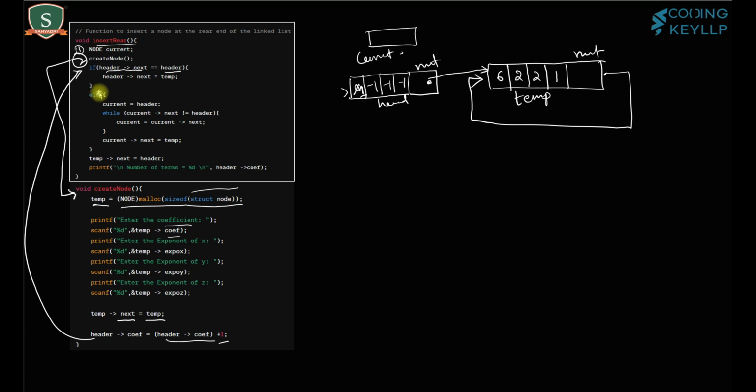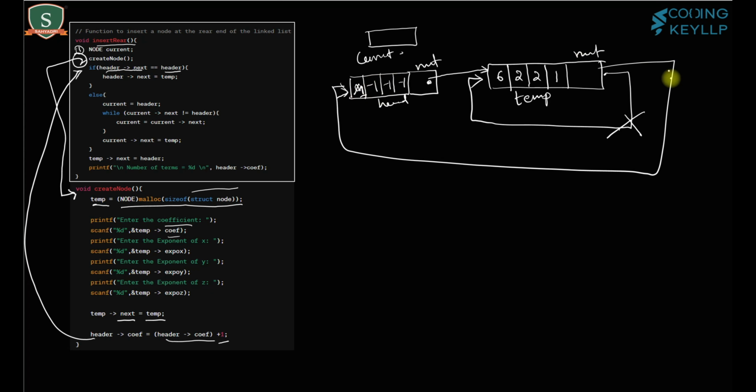It does not come to the else part. It comes back: temporary of next is equal to header. So where will temporary of next be pointing to? Instead of this, it is pointing to header. Now it is a single circular linked list with a header node.